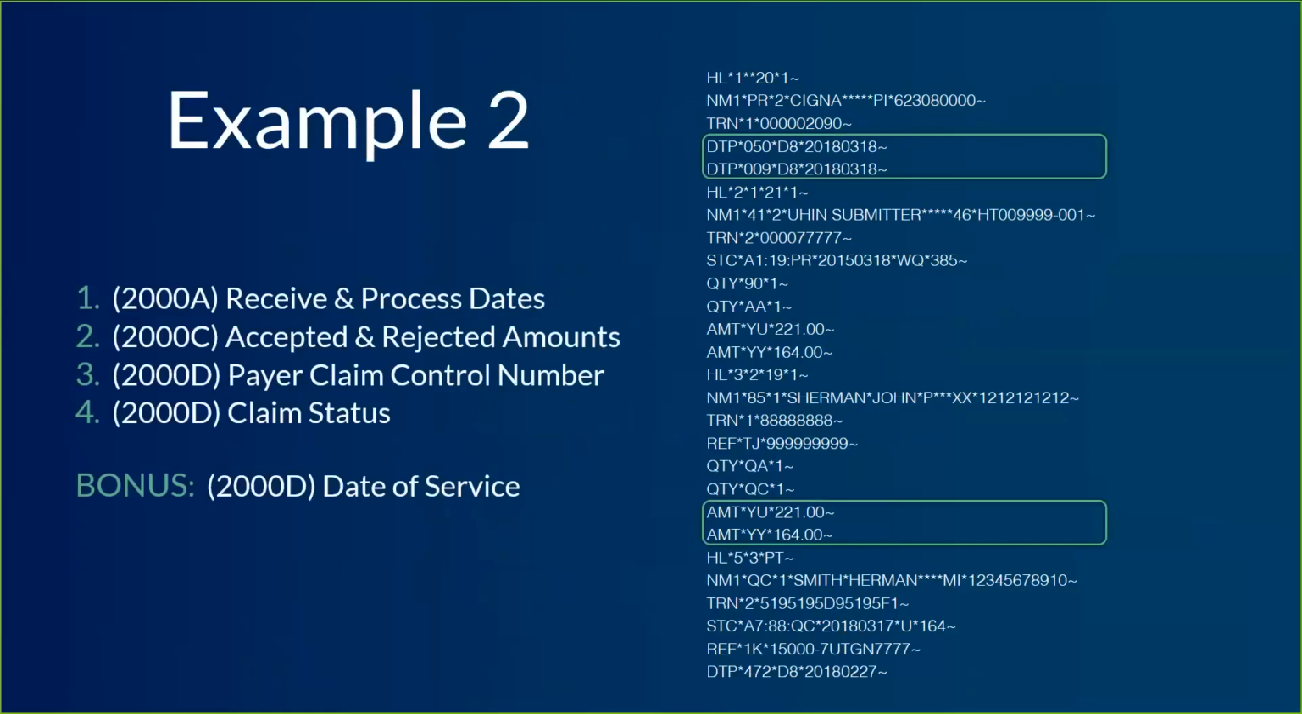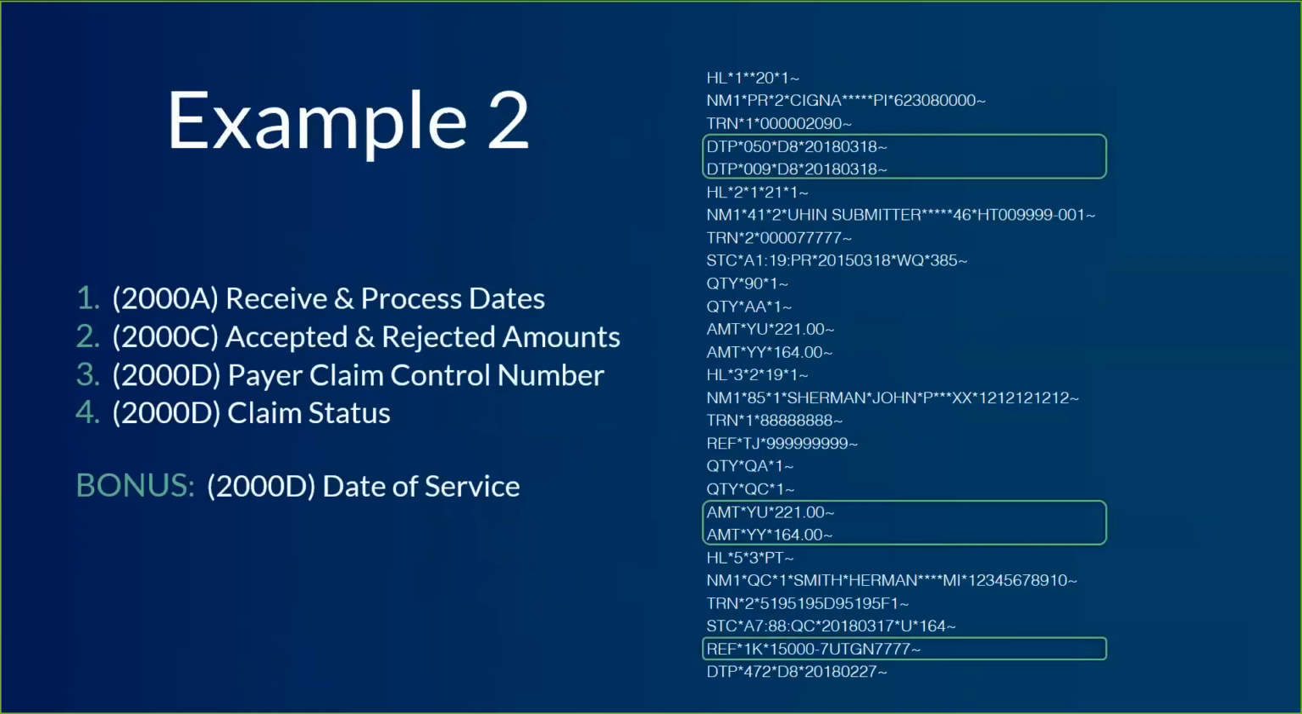The payer claim control number. Now this was a little bit of a trick question or a curveball, but it is the REF segment, not the TRN. So remember, the REF segment is the one that has the payer assigned number. The TRN is the number from the provider system, from the CLM01 from the original file.